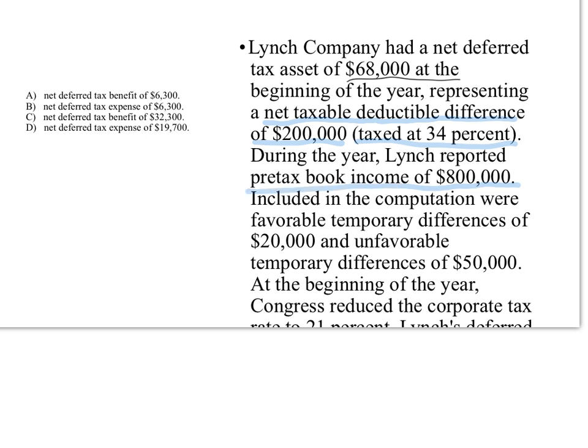Okay, so during the year, they of course have activities, and they report pre-tax book income of $800,000, and they have favorable temporary differences of $20,000, unfavorable temporary differences of $50,000, and then at the beginning of the year, Congress reduced the corporate rate. So this is like what happened at the beginning of 2018. So they reduced the corporate rate to 21%. And now what you need to find is Lynch's deferred income tax expense or benefit for the current year.